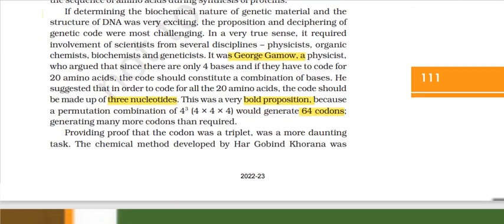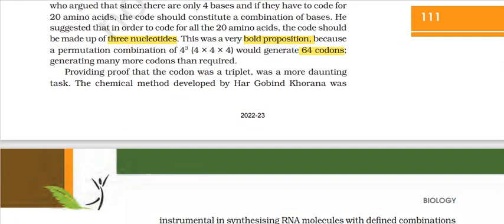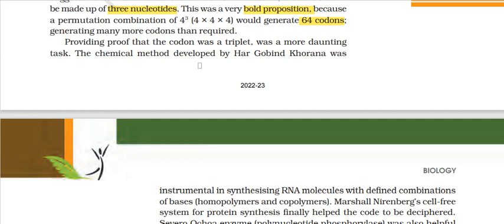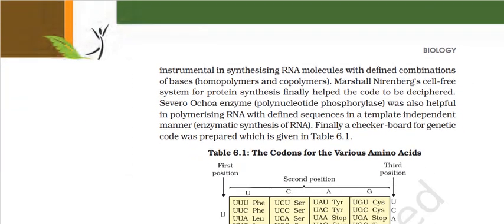Providing proof that the codon was a triplet was a more daunting task. The chemical method developed by Hargobind Khurana, now experimentally providing a proof कि जो codon है हमारे पास वो एक triplet ही था. Even this has been asked. It was Hargobind Khurana. ठीक है? उसने क्या किया? A chemical method developed by him was instrumental in synthesizing RNA molecules with defining combinations of bases, homopolymers and copolymers.